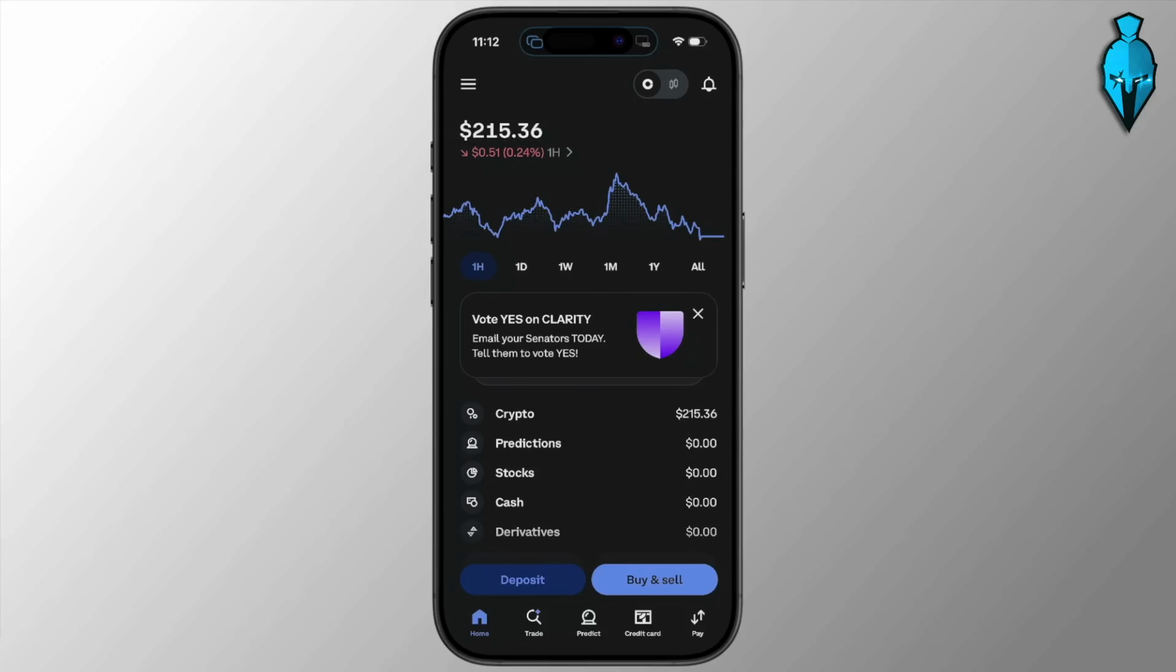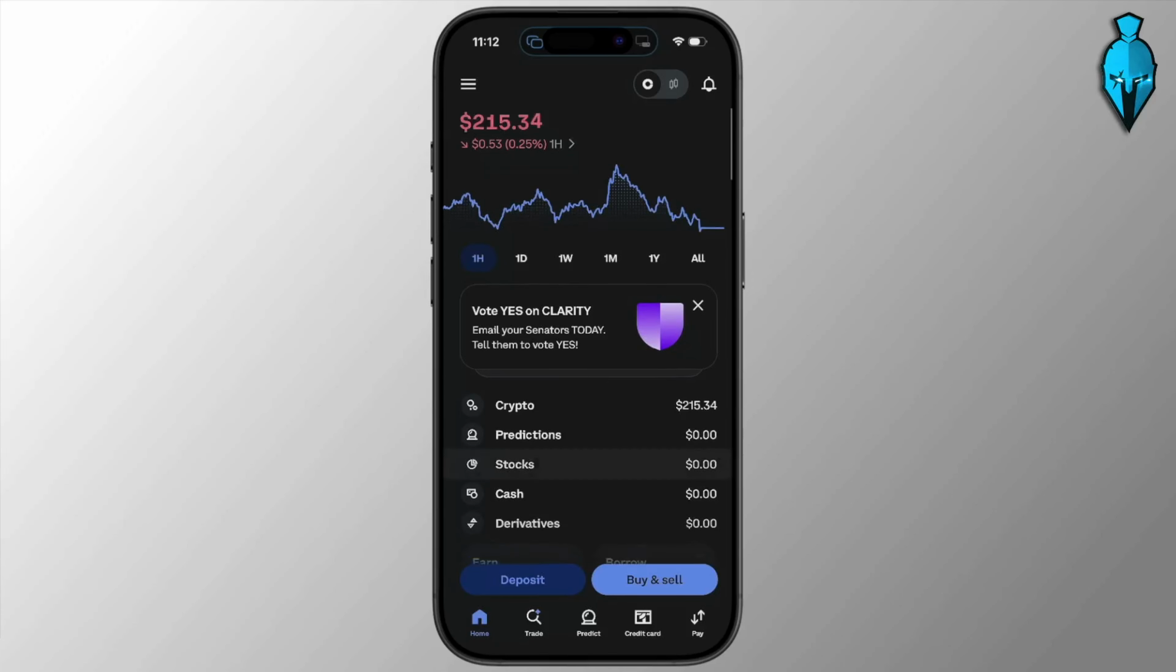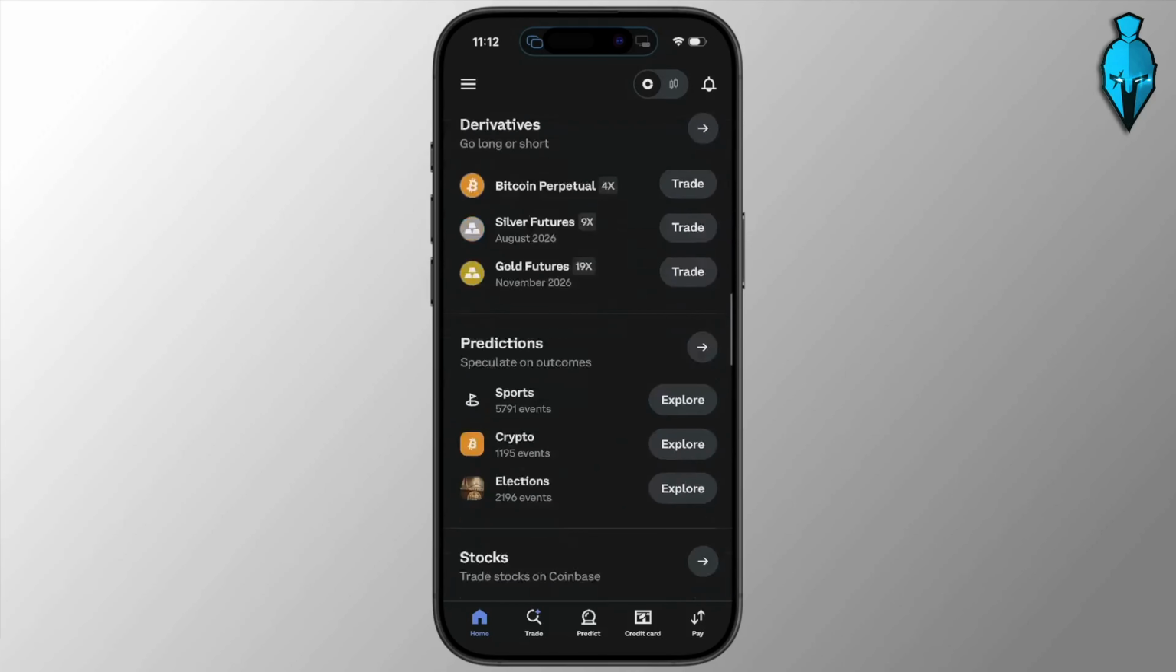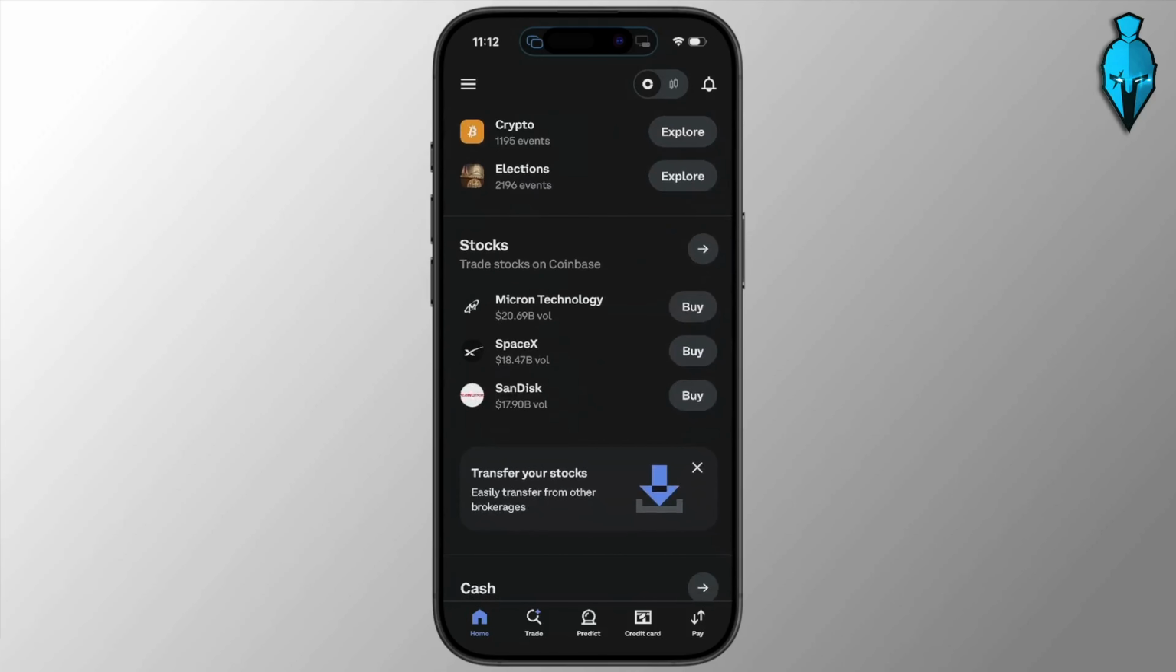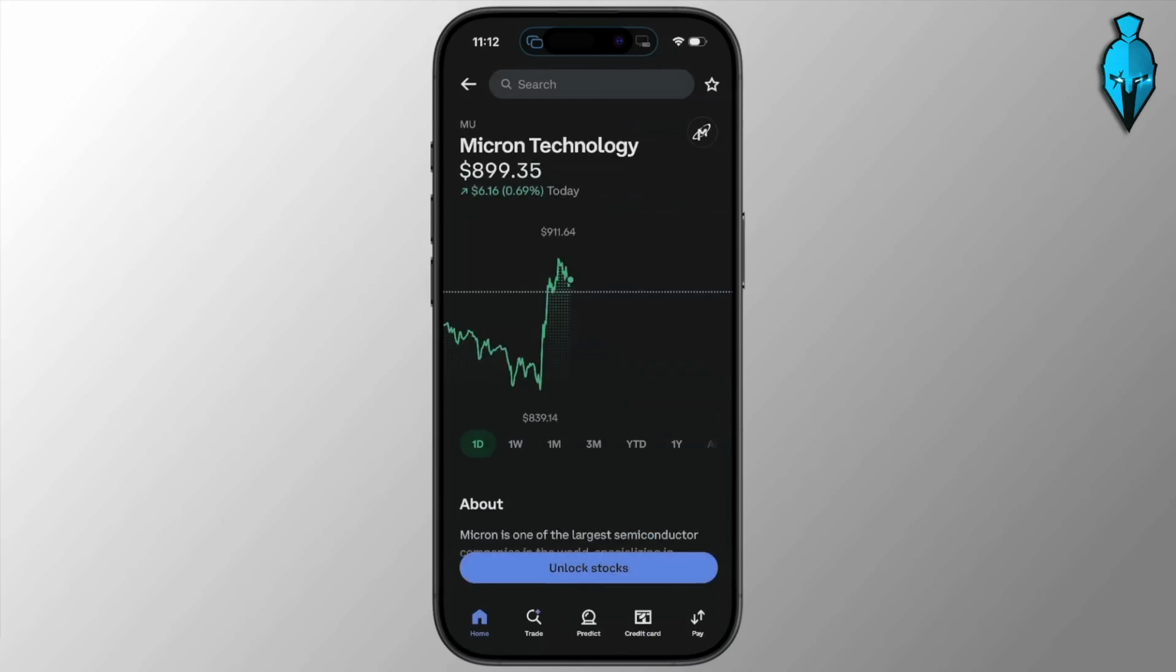You also must open up a Coinbase capital markets brokerage account and complete the required onboarding. And this is actually super easy to do. You can just scroll down on here until you see stocks. Go ahead and select any stock and it's going to say "unlock stocks" at the very bottom. Just complete that. This is my alt account right here, so I'm not going to do it again on this, but make sure you go ahead and complete that.